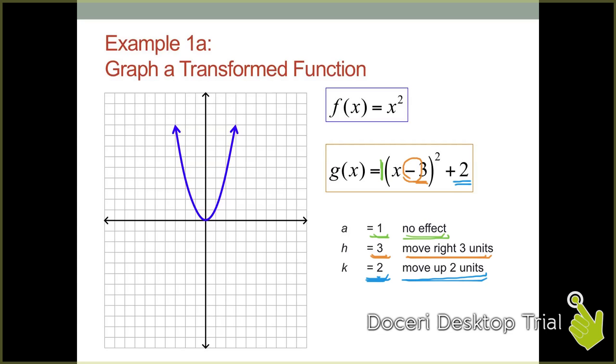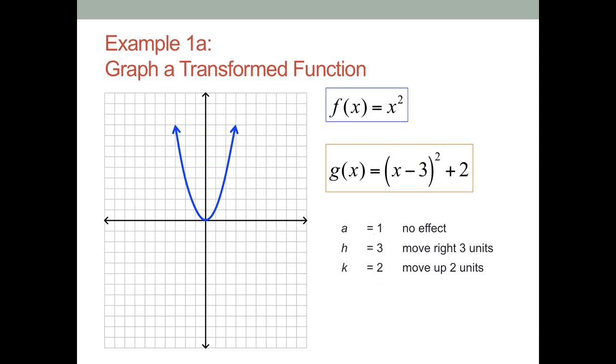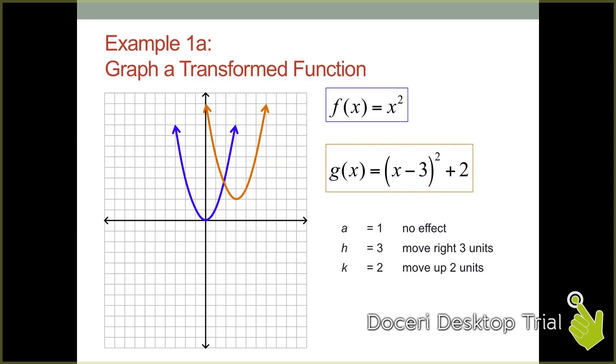So when I put all of that together, I can take this parent function that I'm looking at for x squared, and I can come up with what the new graph for g of x should look like. I've gone my 3 units to the right, 1, 2, 3. I've gone my 2 units up, and that gives me my new vertex point.